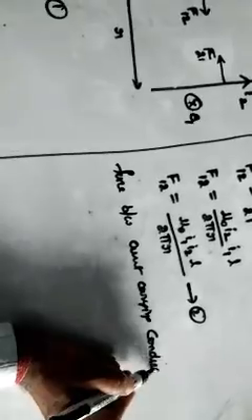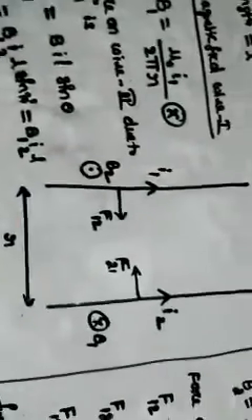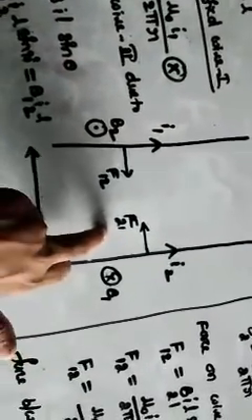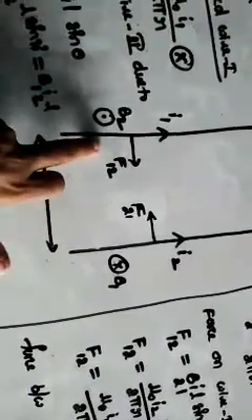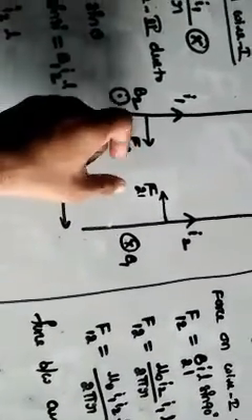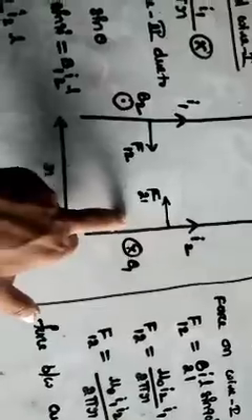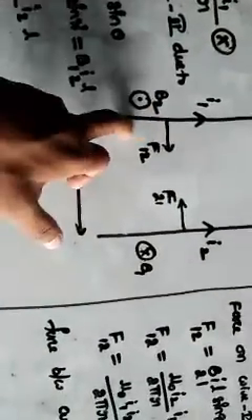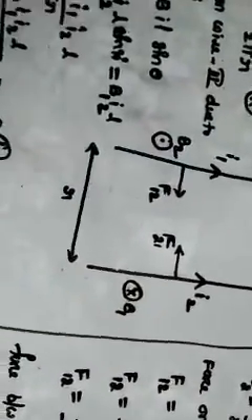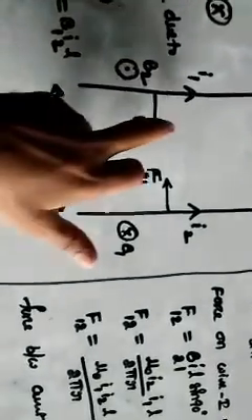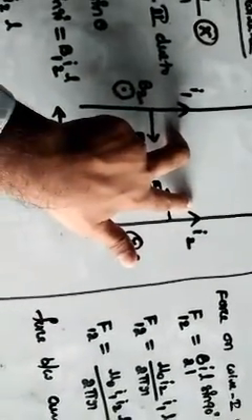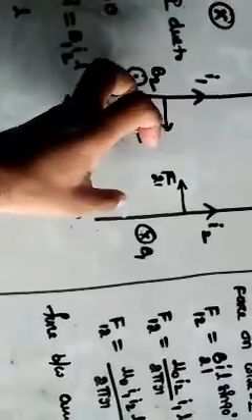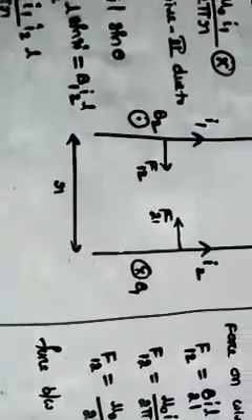So the first wire is attracted by the second wire, and the second wire is attracted by the first wire. See these arrow marks: the second wire is attracted by the first wire and the first wire is attracted by the second wire. Here is one important point: in the beginning I told you I am taking the direction of current in the same direction, so both are attracting towards each other like this.